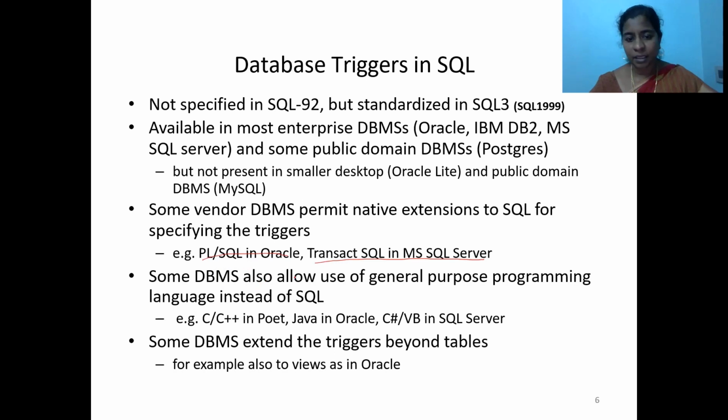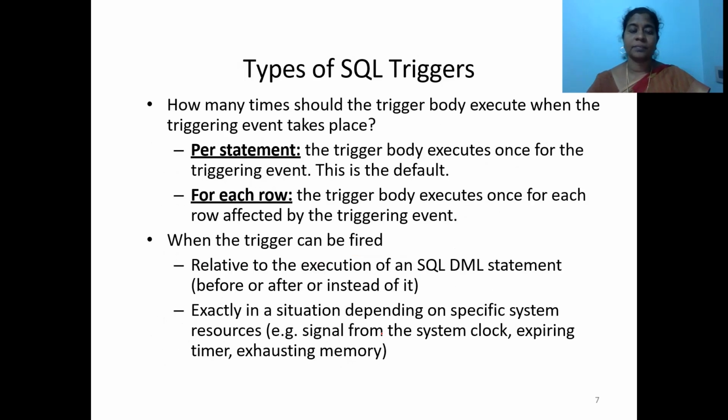Some databases allow the use of a general purpose programming language instead of SQL, for example, C or C++ and Python, Java in Oracle, C Sharp or VB in SQL Server, etc. Some DBMS extend triggers beyond tables, for example, also to views as in Oracle.